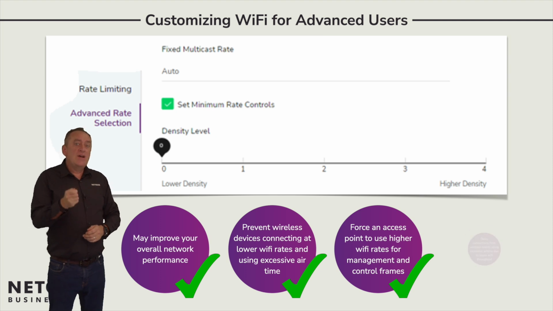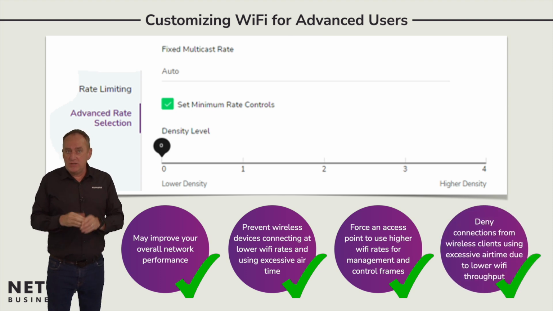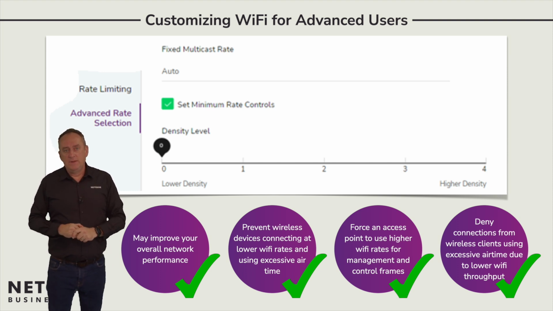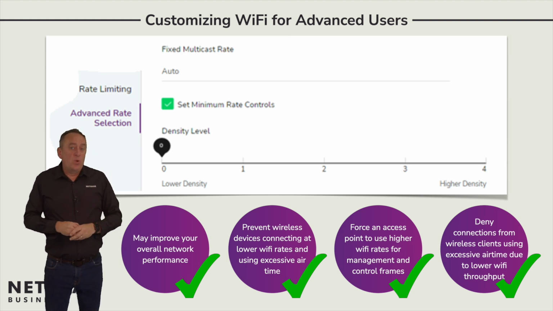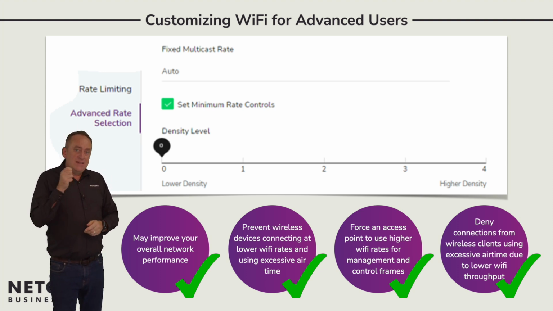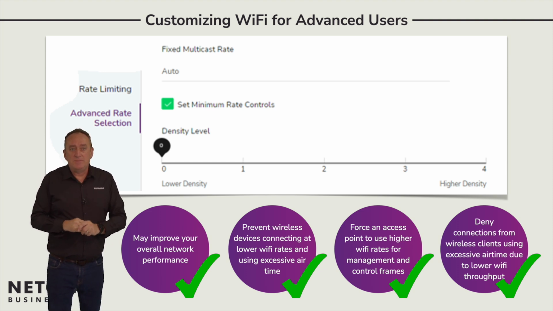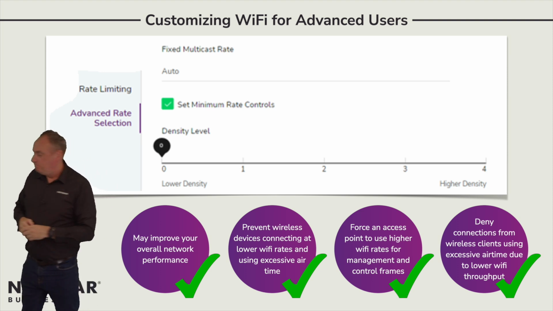It can also deny connections from wireless clients using lower throughput modulation, because these clients might be using excessive airtime due to their lower Wi-Fi throughput. If in doubt, of course, it's always best to let Insight manage these parameters automatically. However, in certain environments, it may well be necessary to alter these settings to optimize a particular network.